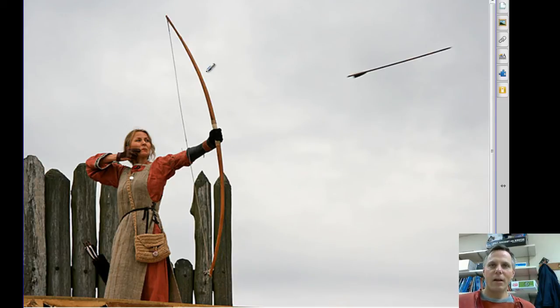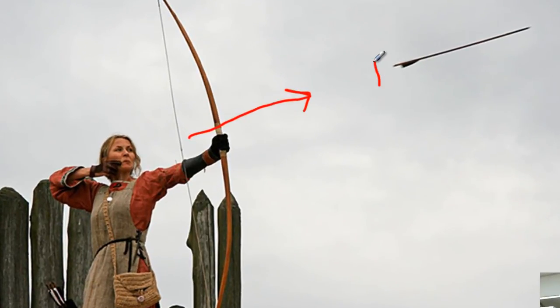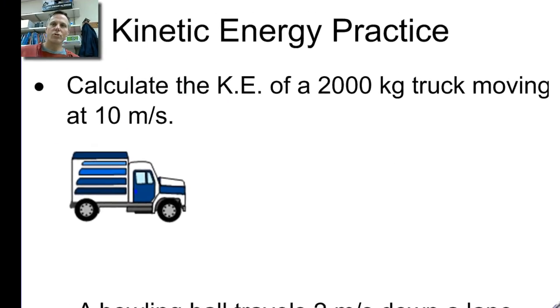Here we have a bow in which the string has been released. The arrow is now flying through the air. So that potential energy that was once here has now been transferred to the kinetic energy of this arrow. Because it's flying through the air, it can apply a force over some distance to an object when it hits it. So it's going to have energy, and that energy of motion is called kinetic energy. So here are the practice problems.